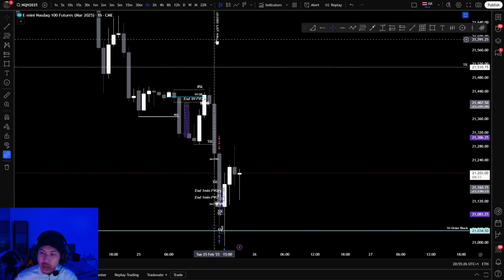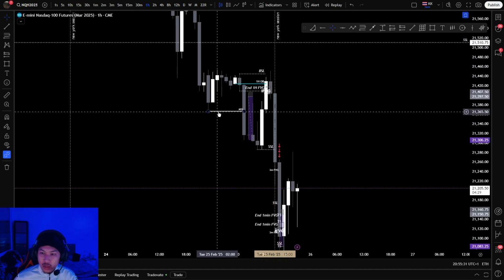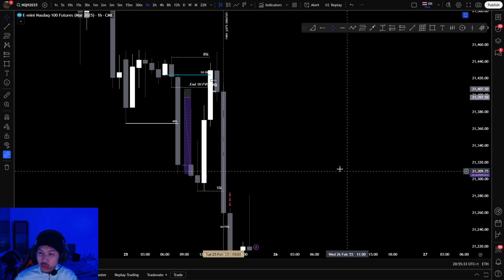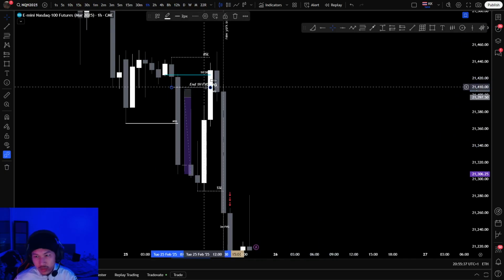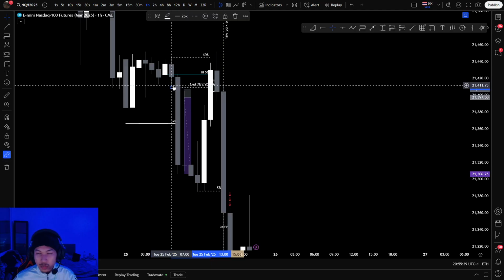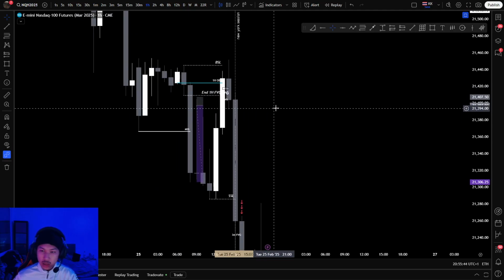Before the New York session started, I saw we got a market structure shift around here. We got a nice daily fair value gap which we can retrace into and go short. That's gonna be a turtle soup every time, an end fair value gap, if you analyze it right, of course.